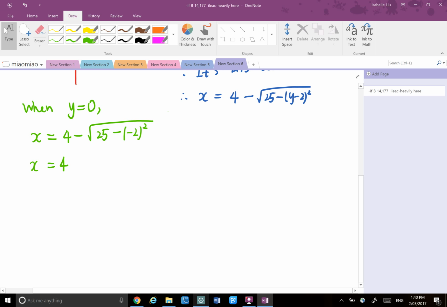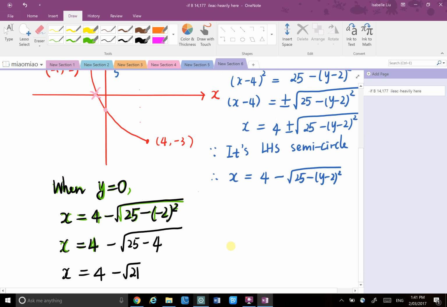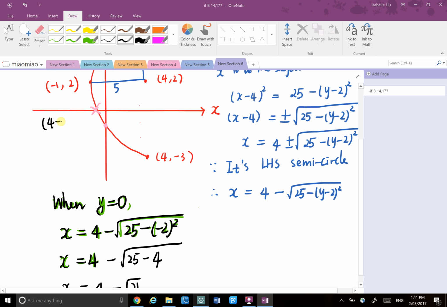I don't know if the back row can see it. So x equals 4 minus the square root of 25 minus negative 2 squared. So x equals 4 minus the square root of 25 minus 4. So x equals 4 minus the square root of 21. So that's this intercept: 4 minus square root 21, comma 0.